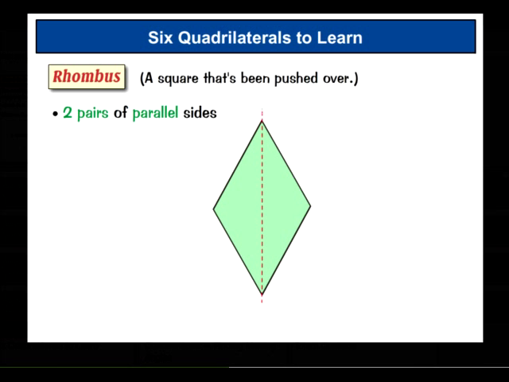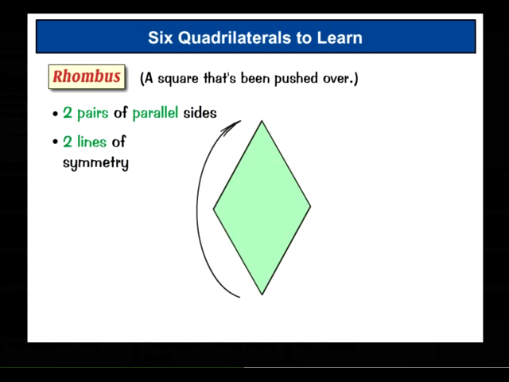It has 2 lines of symmetry, one here and one here. And just rotate it round. 1 position where it looks the same. 2 positions where it looks the same as you rotate it all the way. So it has rotational symmetry order 2.